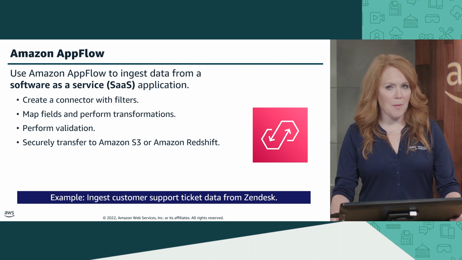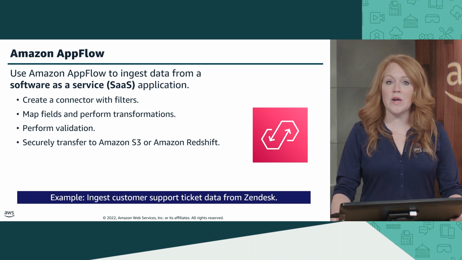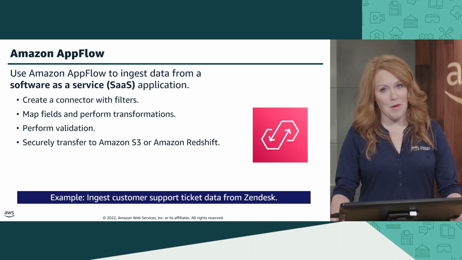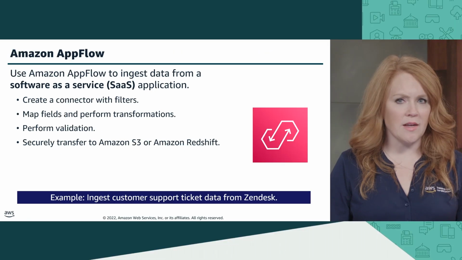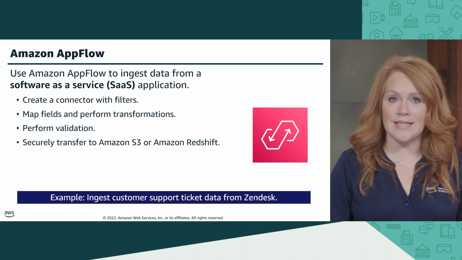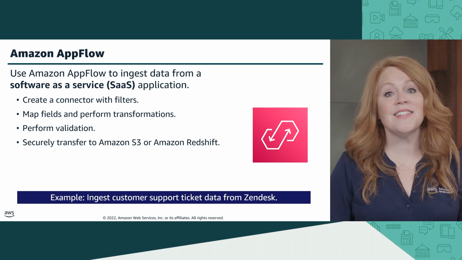Use Amazon AppFlow to ingest data from a Software as a Service, or SaaS, application. With Amazon AppFlow, you can create a connector that reads from a source and includes filters, map, transform, and validate records to be transferred, and securely transfer to Amazon S3 or Amazon Redshift on demand, on event, or on a schedule. An example use case is to ingest customer support ticket data from the Zendesk SaaS product.